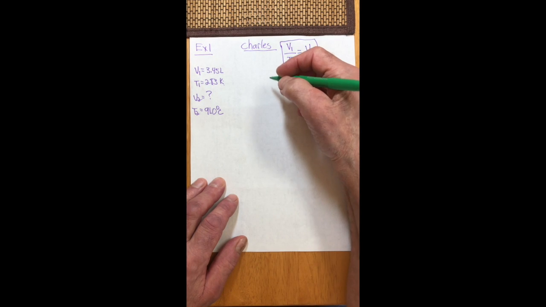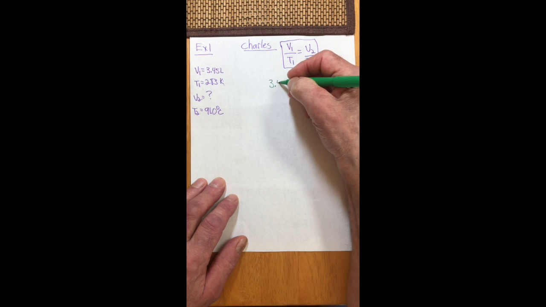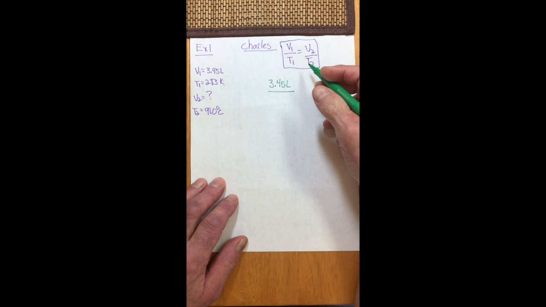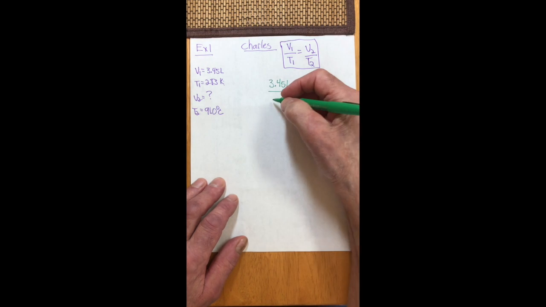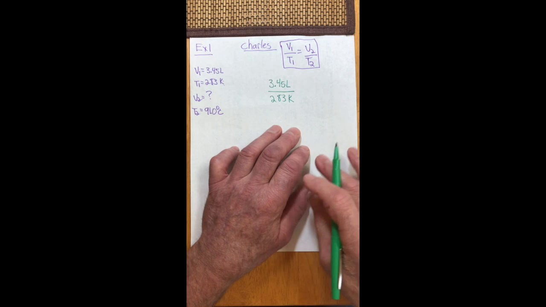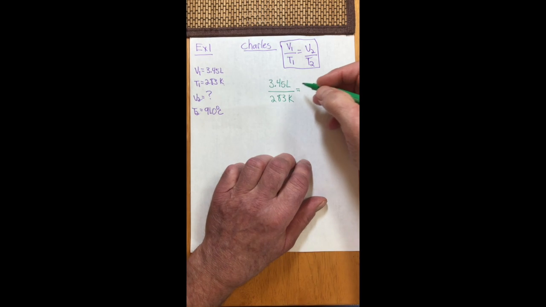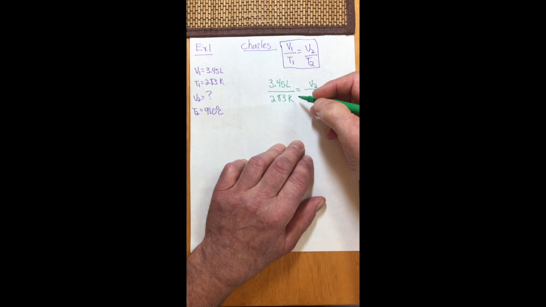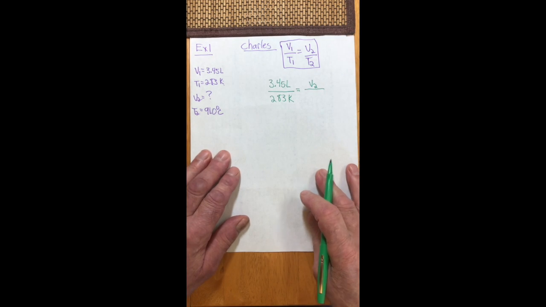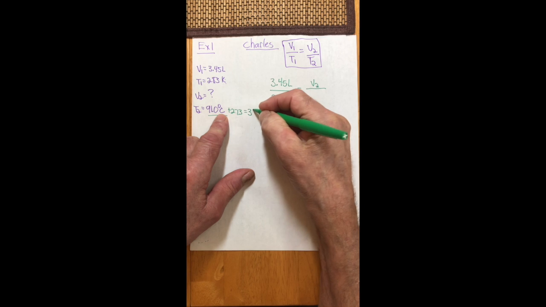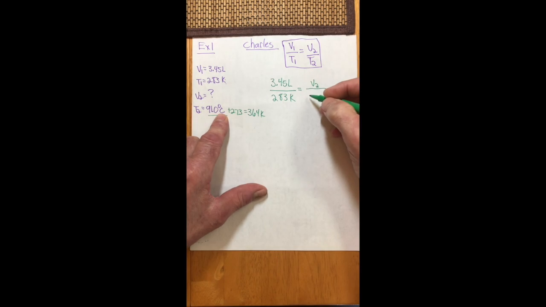So we're going to substitute for that. 3.45 liters divided by, so here's my temperature, and it's in Kelvin, so I'm good, 283 K is equal to, we don't know what this volume is. Again, I use V, you can use X, V2 divided by 91 degrees Celsius. I'm going to add 273 to it, and that's going to give me 364 K. So I'm just going to put that right up in here, 364 K.